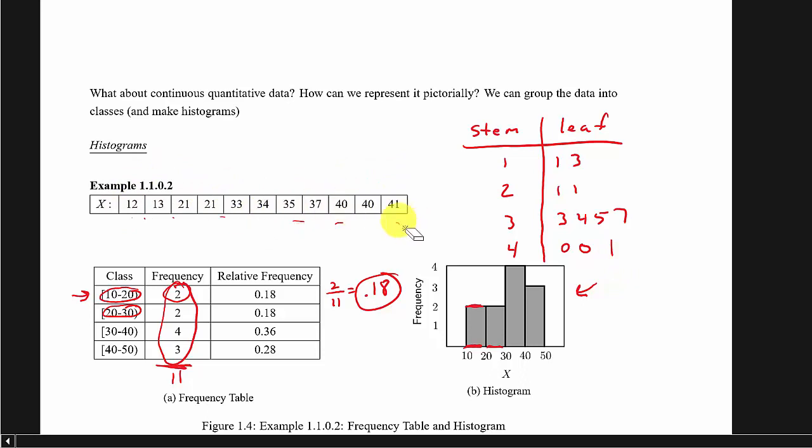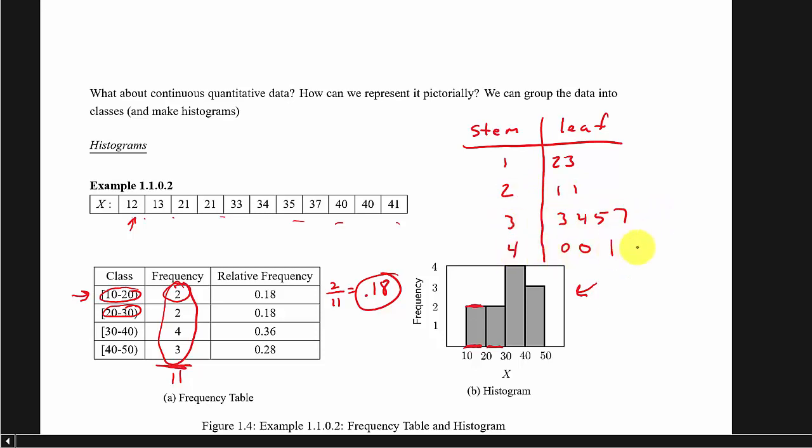Well, if you notice, my first data value is 12. I'm sorry, I messed that up, didn't I? That should be 2, 3. So the first data value is 12. So that's going to be, see, there's the 1, and then the 2 is right there. And then the 1, that's in the teens and the tens, and then the last digit, the 3, and so on. See, I've got 21, 21, and then I've got 33, 34, 35, 37, and then I got 40, 40, and 41.